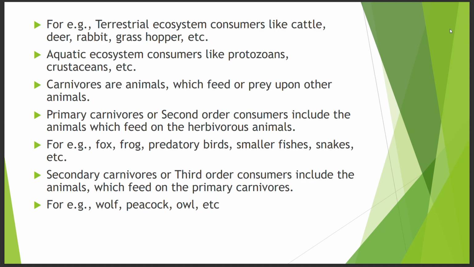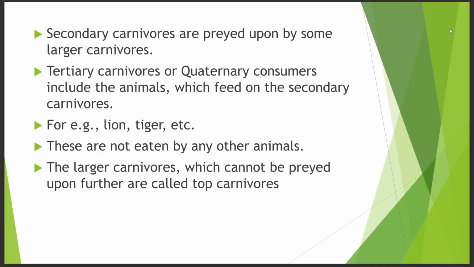These are the top consumers. They won't be consumed by anyone else. Those are lion, tiger and all. So rabbit consumes grass, a fox eats the rabbit, the fox is consumed by a wolf, and the wolf is consumed by a lion. That's how the chain goes. Okay, this we have already discussed. Tertiary carnivores are also known as quaternary consumers. They are the top carnivores.